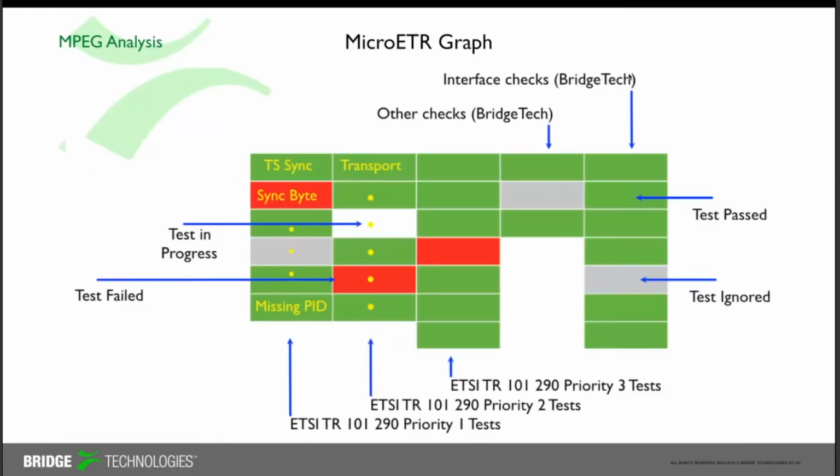And this is what the micro ETR looks like. It's fairly simple. Priority 1 is on the left, priority 2 is the next column, priority 3 is the next column. And then we have some other checks that have been added by Bridgetech. Now, they're not part of the ETSI standard, or the ETSI suite rather. They've just been added because it's very convenient for Bridgetech to do the testing and then put it into the micro ETR so that you can see these tests.